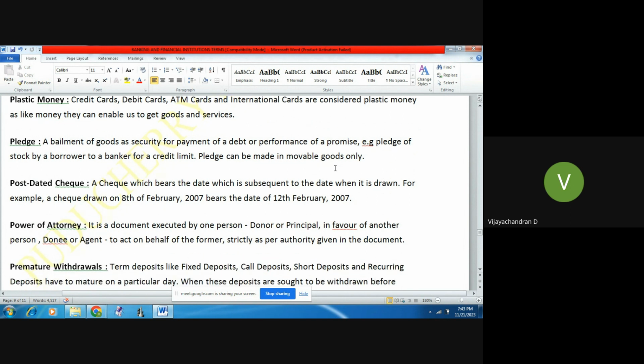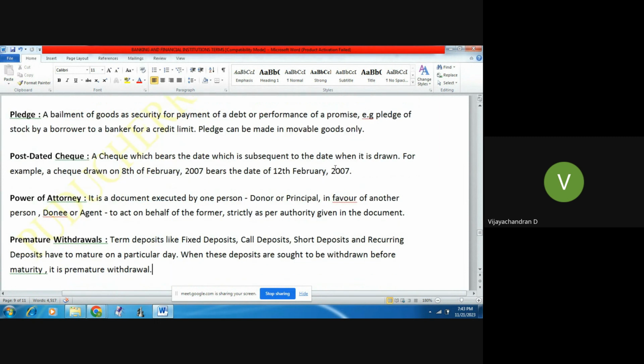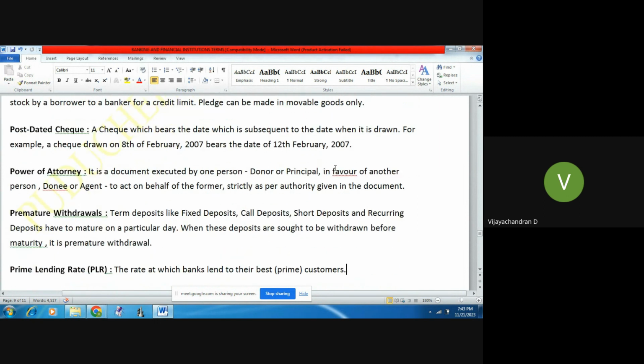Post-dated cheque. Post-dated cheque means you are issuing the cheque now, but the date is a subsequent date, subsequent to the date of drawing the cheque. So that is a post-dated cheque.